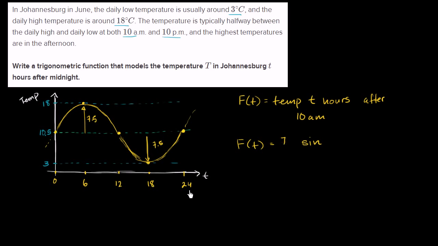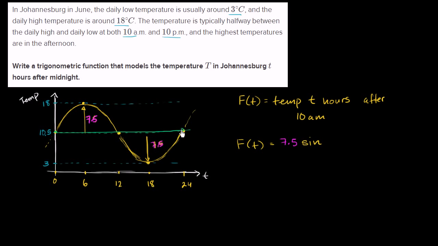And actually, let me do that in a different color just so you see where things are coming from. So this is 7.5. This is 7.5. So our amplitude looks like it's 7.5. And now, what is our period? Well, we've already talked about it. Our period is 24 hours.